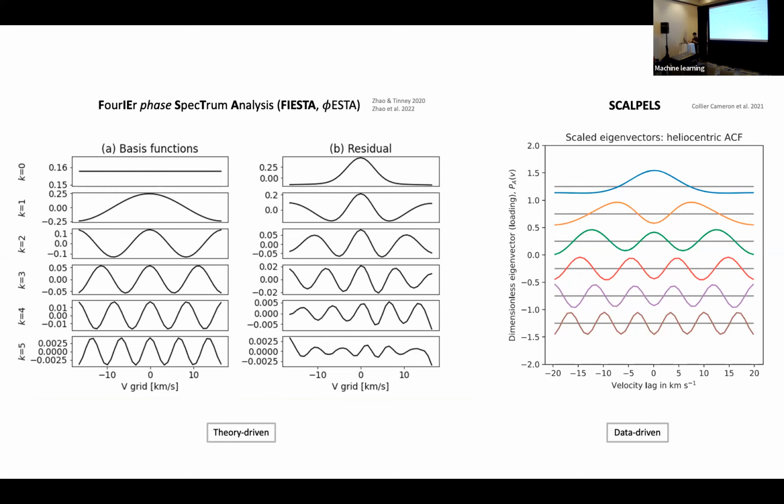And I think it is not coincidental, because we want to extract the information that is not sensitive to a line shift, and then we end up with the same basis functions in both FIESTA and SCALPELS.